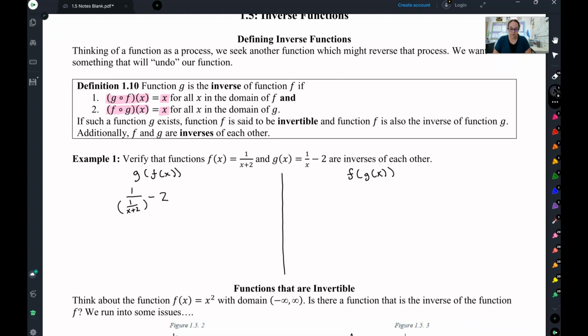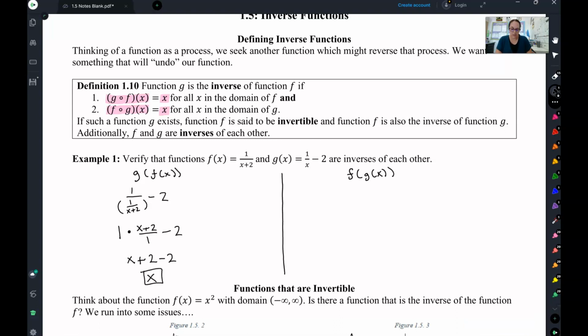So first thing I'm going to do here is keep switch flip. Keep the numerator, switch to multiplying, and flip the denominator. And then I still have that minus 2 hanging out. 1 times 1 over 1, that's all going to go away. So I just have x plus 2 minus 2. And that equals x. That's what I wanted. Sweet. So let's try the other side.